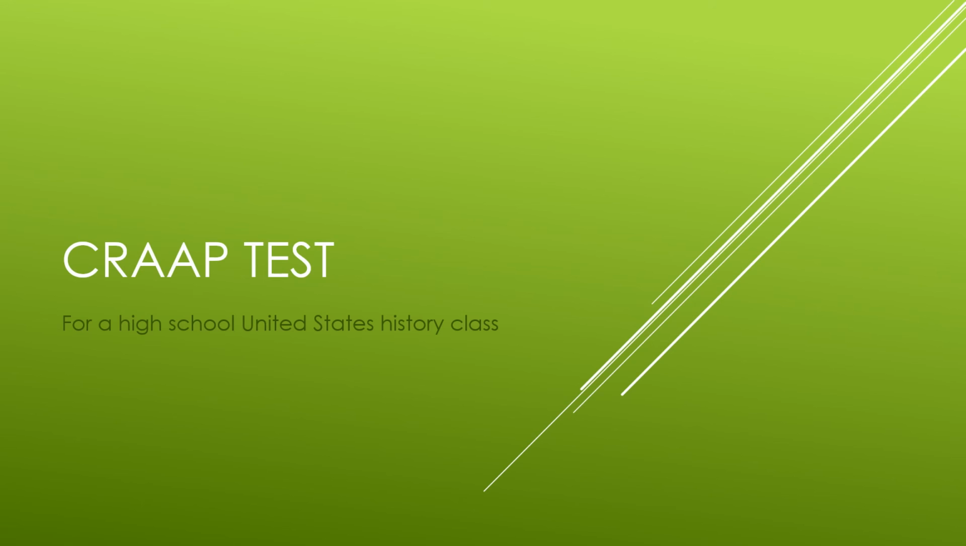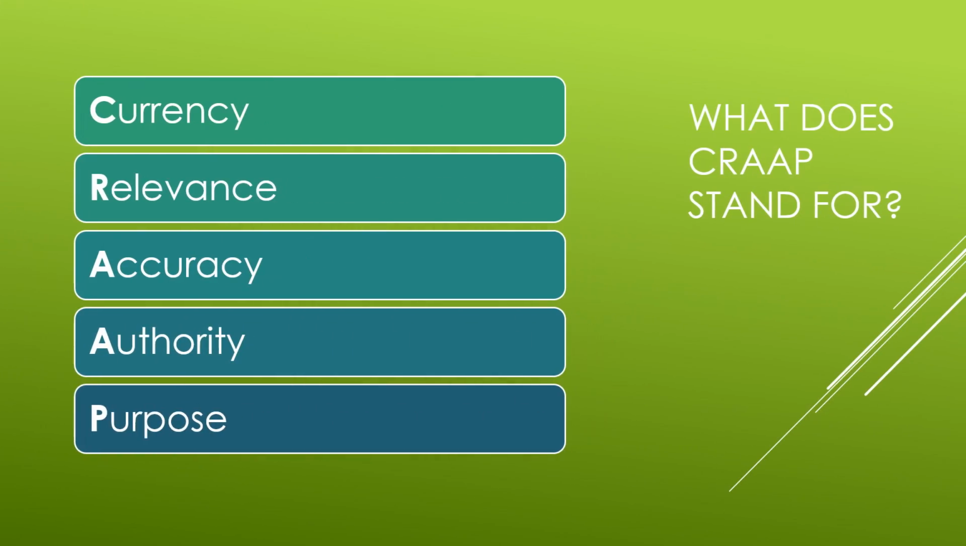Hi, my name is Stacy Garcia, and today we'll be learning how to do a CRAAP test for a website for a high school United States history class. What does CRAAP stand for? CRAAP is an acronym and they stand for Currency, Relevance, Accuracy, Authority, and Purpose.